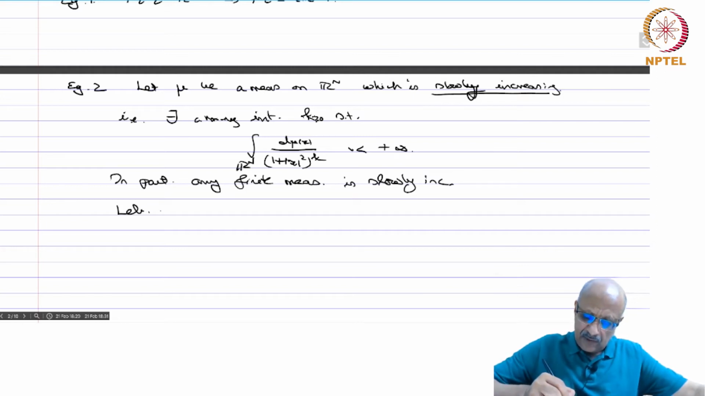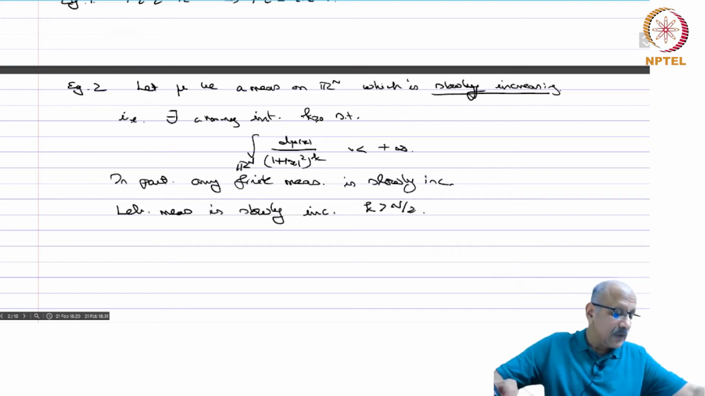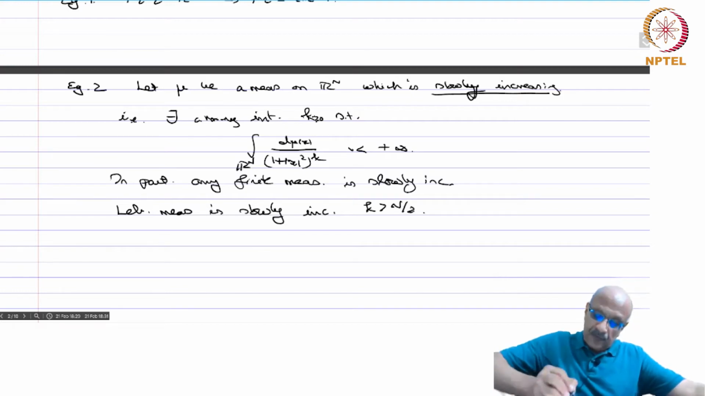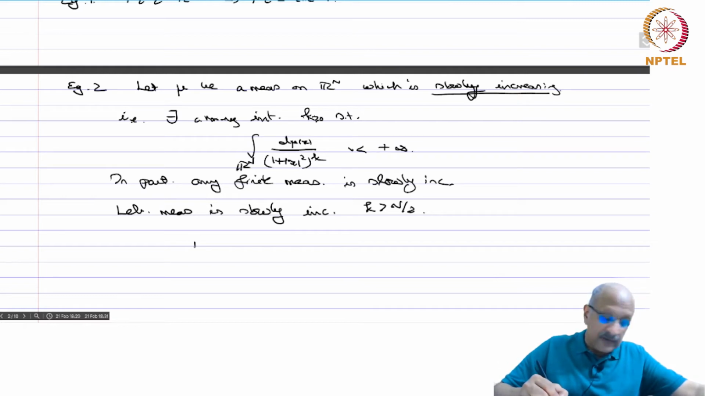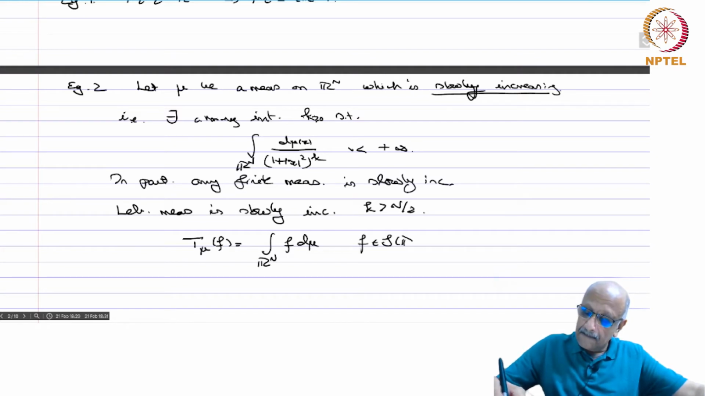Lebesgue measure is slowly increasing because k is greater than n over 2. Okay. So now if you have such a measure which is slowly increasing, you define T mu of f equals the integral over Rn of f d mu, and this is for all f in S of Rn.